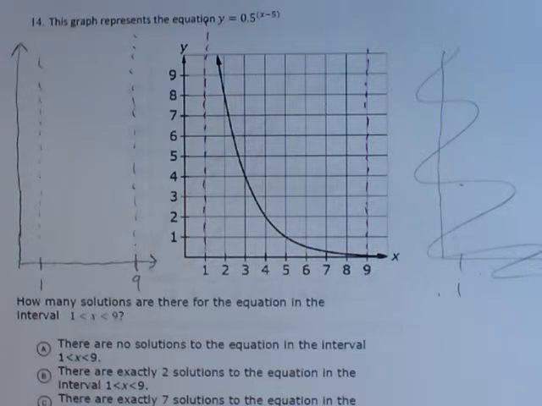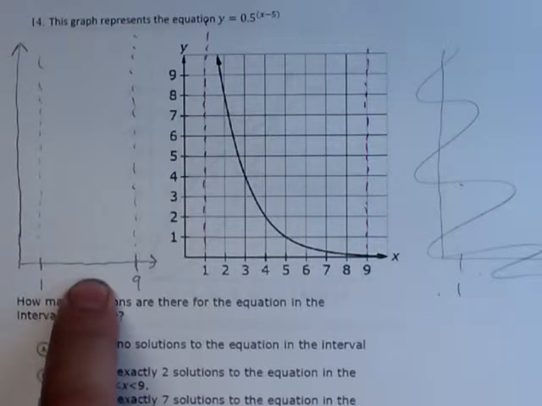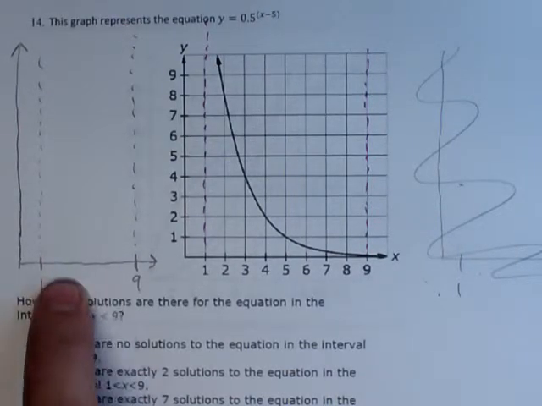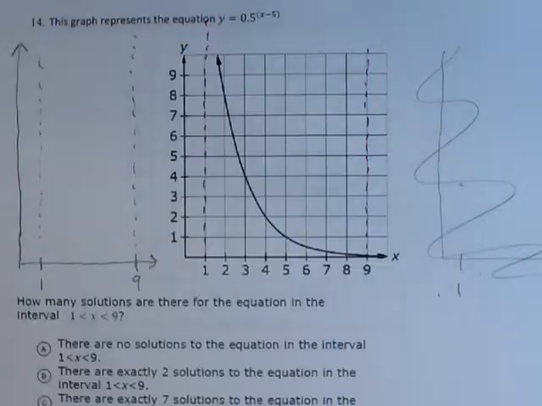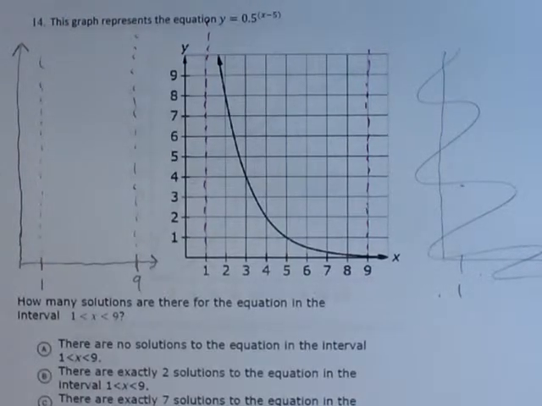All it's asking us, it's testing whether we understand what a line or a curve on a graph really is. So let me give you an example. There are no solutions to the equation in the interval where x is between 1 and 9. This graph right here is an example of no solutions between 1 and 9 because there's nothing in here. There's no line, there's no graph, there's no points.